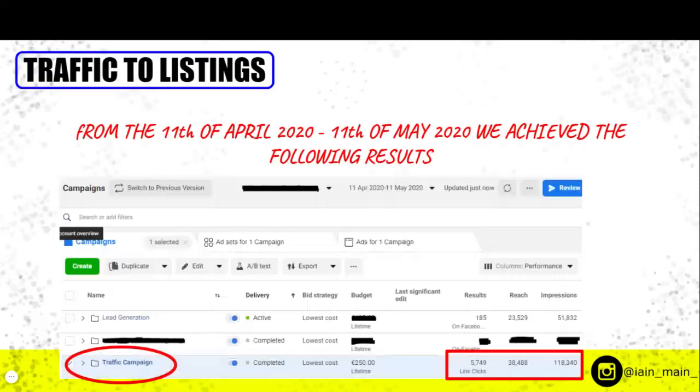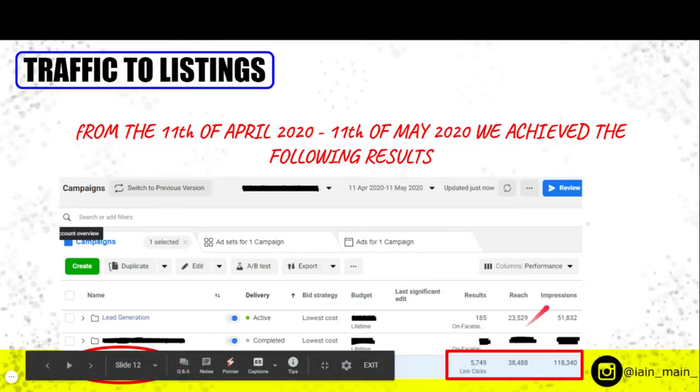So on to the next campaign, traffic to listings in this case. Again, as you can see, from the 11th of April to the 11th of May, we achieved the following results.